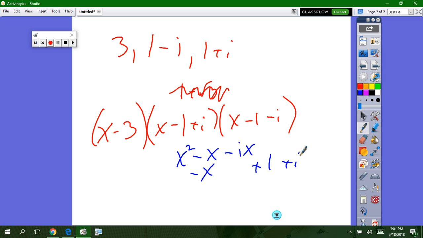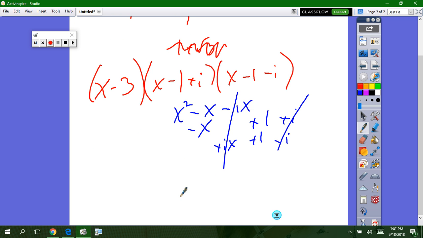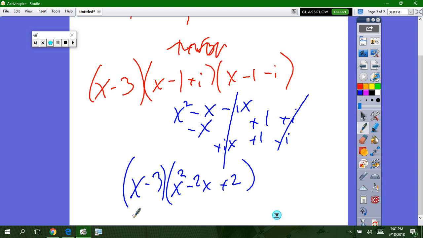I times x. Ix. Gone. If they're not gone, you did something wrong. I times negative 1. Negative i. Gone. I times negative i. Negative i squared, but what's i squared? Negative 1. So negative 1 times a negative becomes a positive 1. So this comes out to be x squared minus 2x plus 2. I'm not done yet. Keep going.